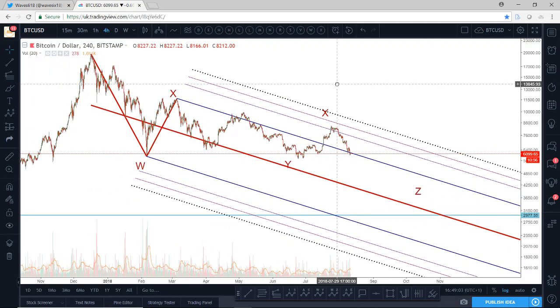Yeah, so one additional thing I want to look at from a volume point of view. Volume is very important.